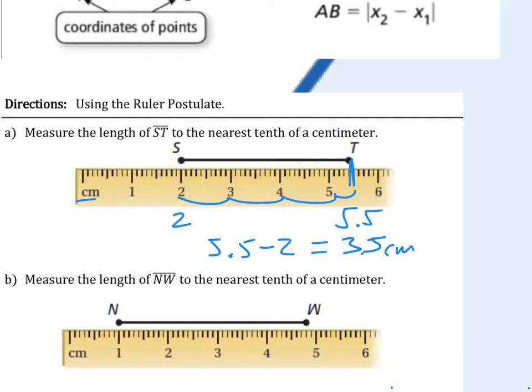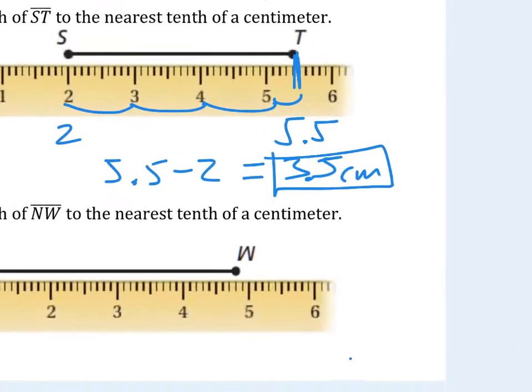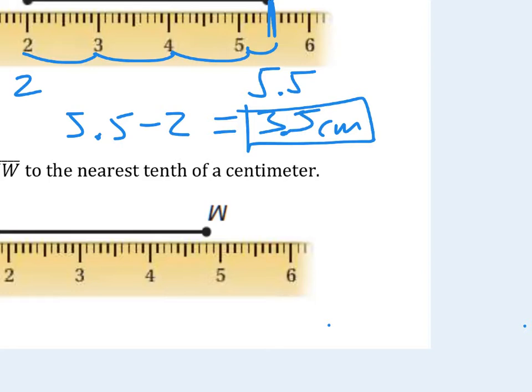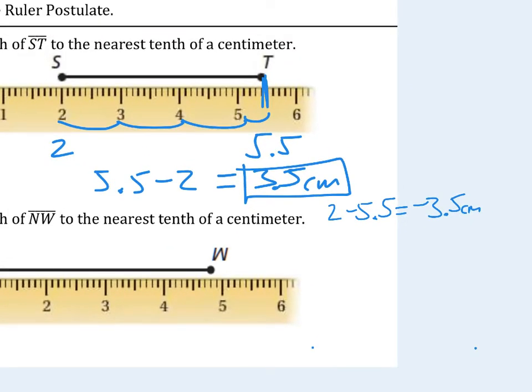Well, that's nice. But what if we accidentally flip the two numbers around here? What if we make this 2 minus 5.5? That's going to give us negative 3.5. Does it make any sense to say that that line segment is negative 3.5 centimeters long? No, we don't have negative lengths. We want to keep those lengths positive.